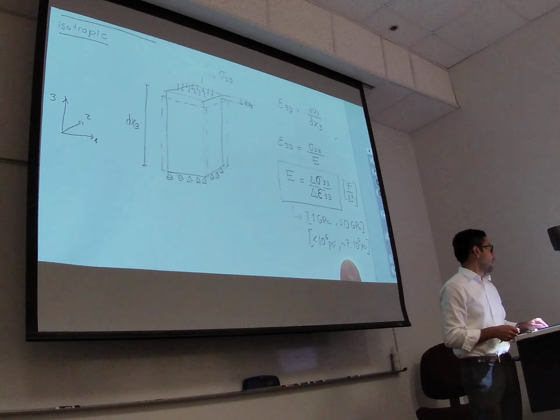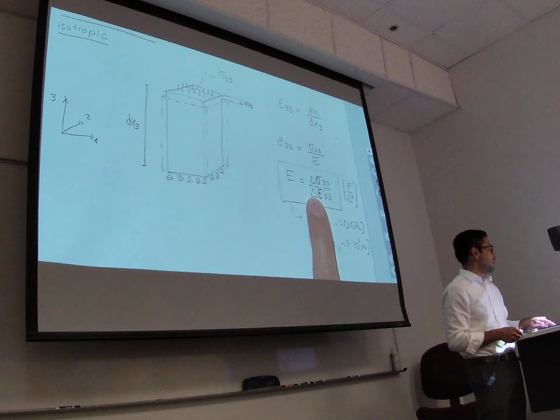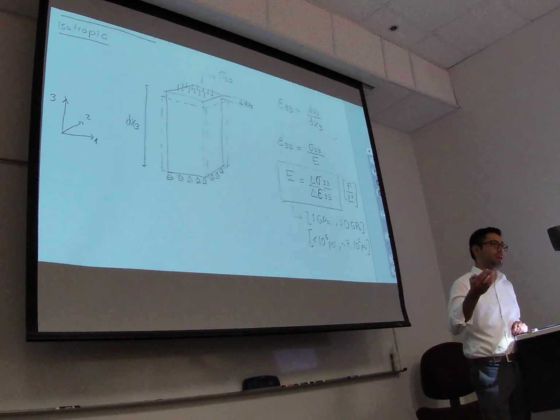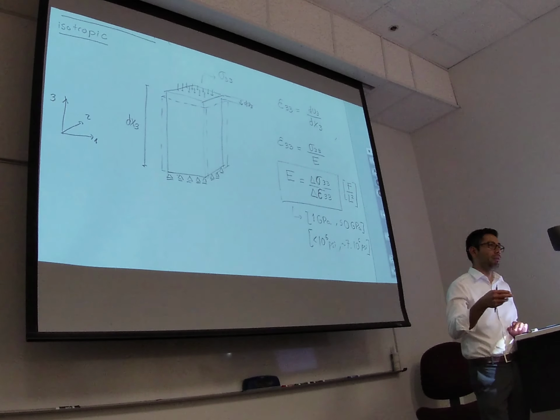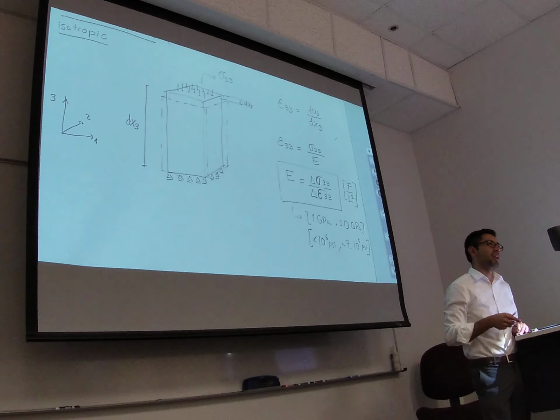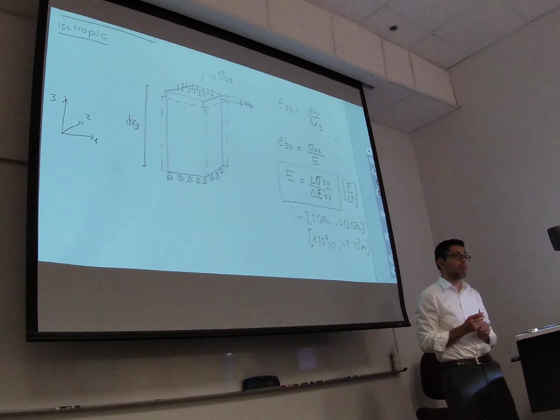Because of that, some of these strains are very small. When you divide the stresses that we deal with in real problems, which are in the order of 1,000 psi, divided by 1,000,000 psi, gives you strains in the order of 1,000. So which is very small.